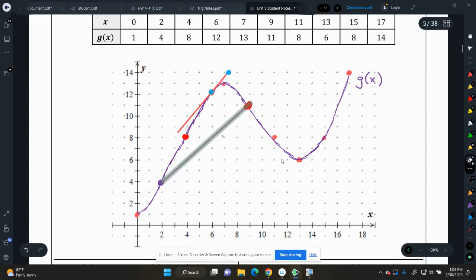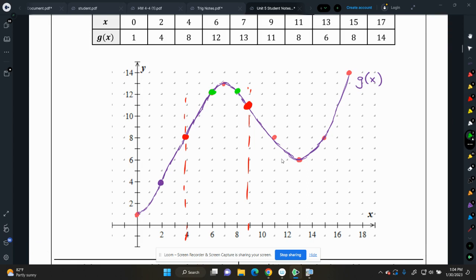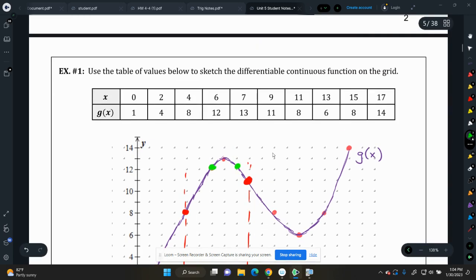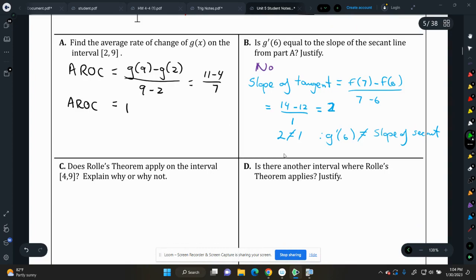Let me get rid of some of this extra stuff here. Is there a point on this interval where f of A is equal to f of B? Sure. Well, yeah, we could just say, okay, right here and right here, right? You could also do 5 and 9. Yeah, so that clearly is the case, right? Let's see. Does Rolle's theorem apply on the interval from 4 to 9?